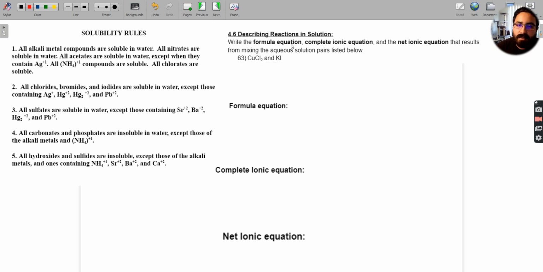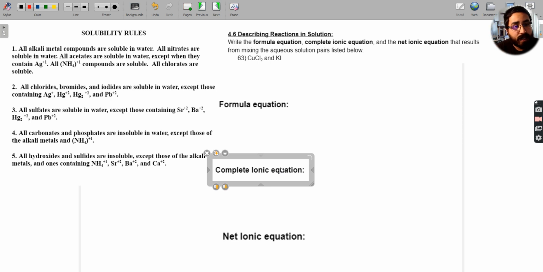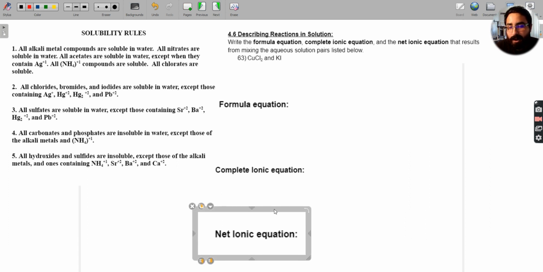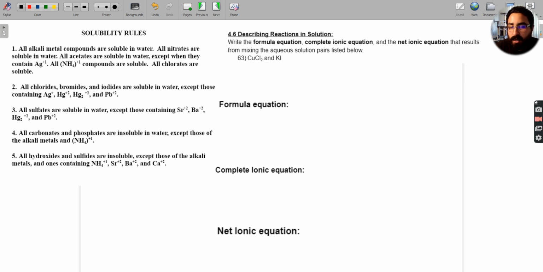All right, so let's take a look at some of these problems. We're going to need 3 skills. Writing a formula equation, so taking out words, writing in a chemical formula. You should already know how to do that. The next thing is breaking apart that formula into its ions. And then finally, removing the unnecessary ions so we can see what the actual reaction was. All right, and that's going to be called the net ionic equation. So let's take a look at first writing formula equations.